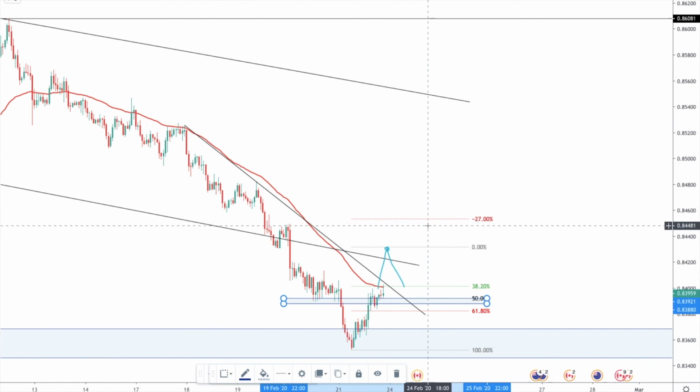First targeting around here, around the minus 27% or the minus 61%, and then targeting the start of the impulse, which would also kind of line up with this descending trend line here.